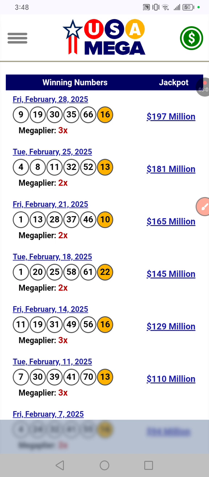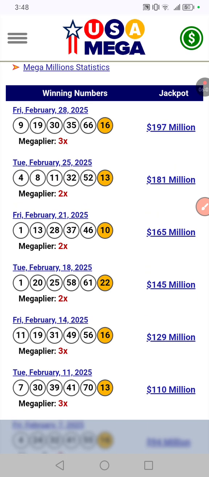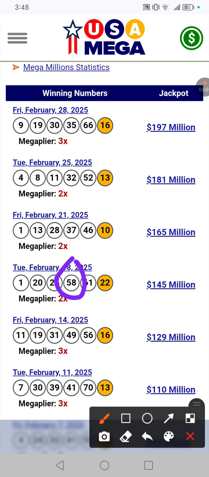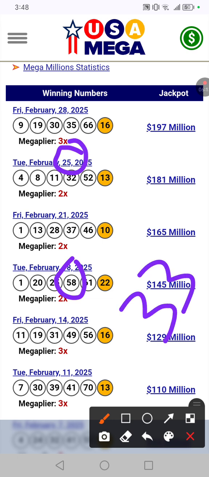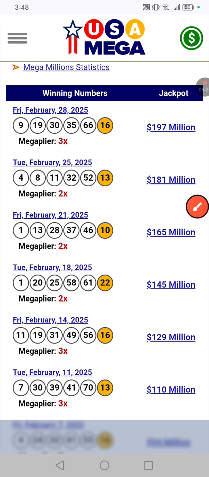If you see this 58 over here, 58 minus the date here, which is 25, gives you 33. So on that day they played 32, so they said 33 minus 1 equals 32. You can go to a spot that does this, and then you will see how I got the 9.